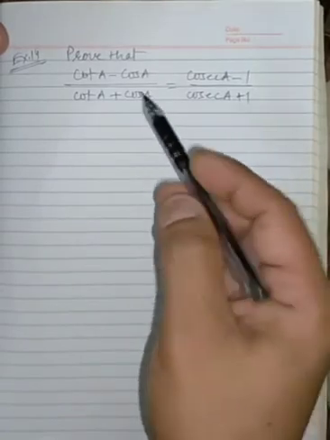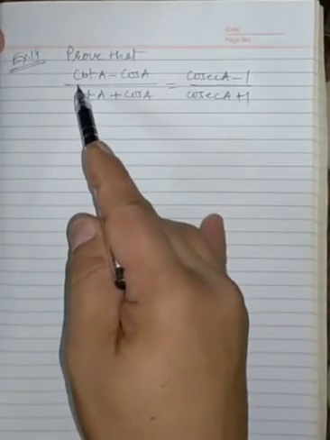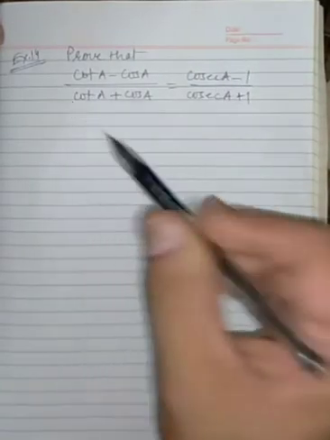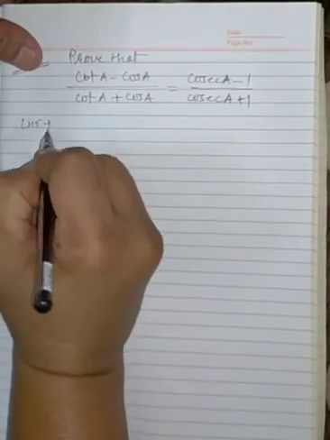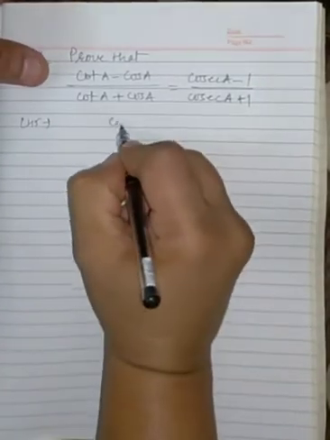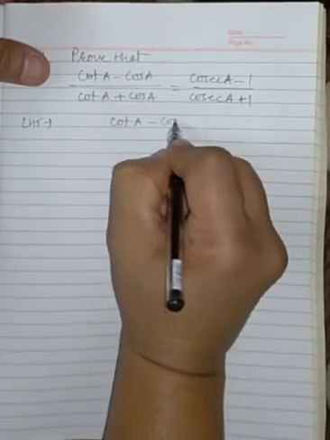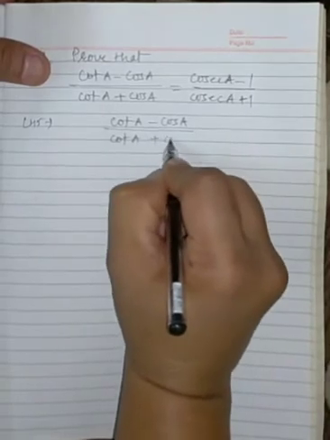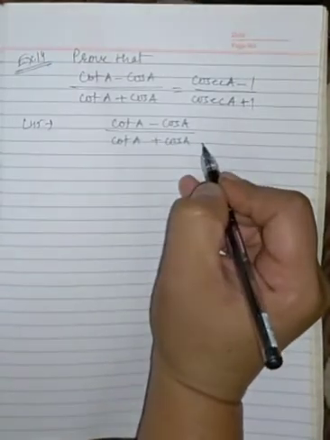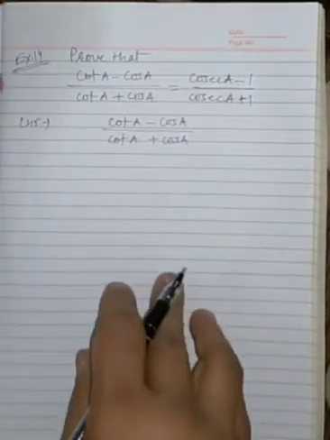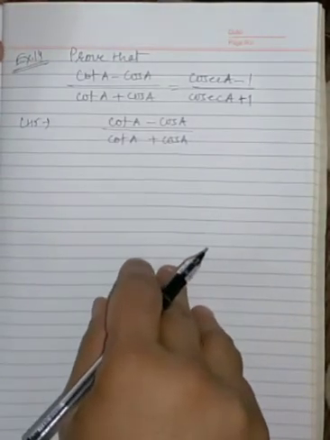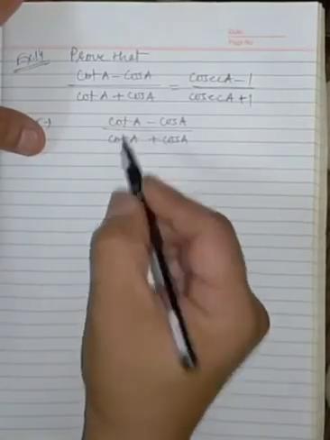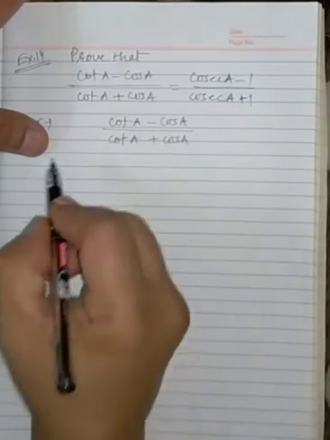So here I will use LHS to prove it equal to RHS. You may solve it from this side to this side also. So our left hand side is (cot A minus cos A) upon (cot A plus cos A). Now, as I told you, solving any trigonometric identity in terms of sine and cos is always easy. So we will convert cot in terms of sine and cos.